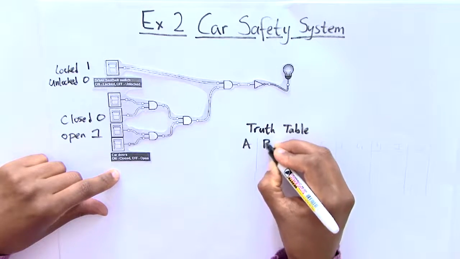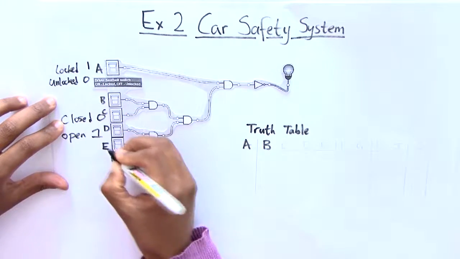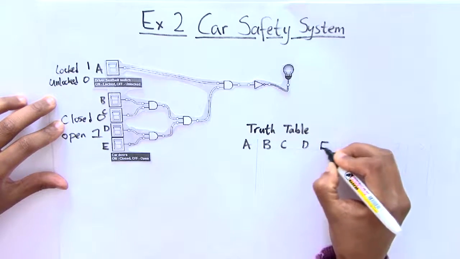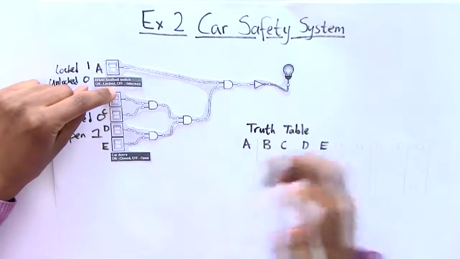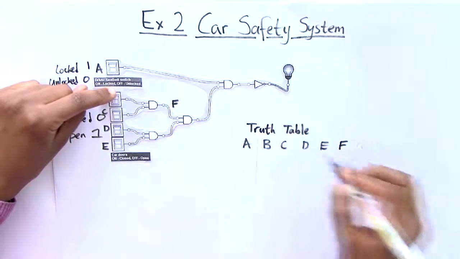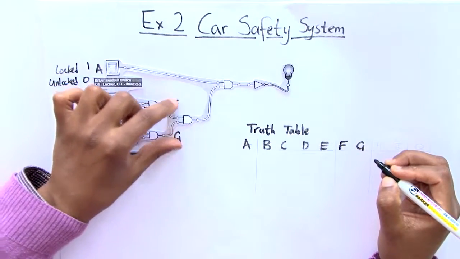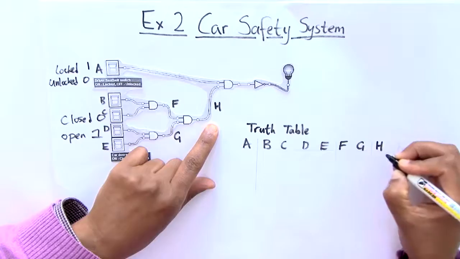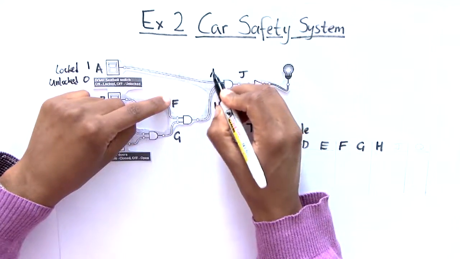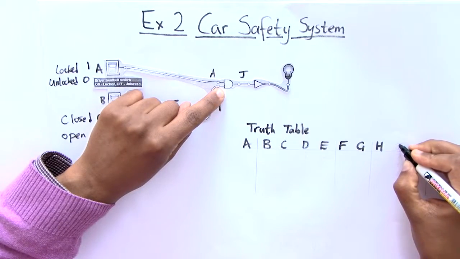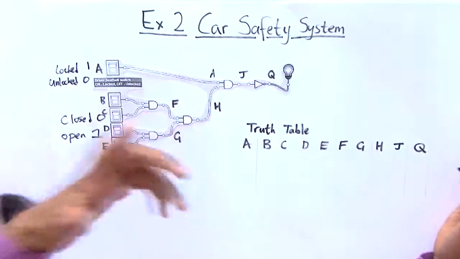We have A, B. I'll label these as A, B, C, D, and E. To make it easier for myself, the output for B and C, I'm going to call that F here. The output for D and E, I'm going to call G. And then the output of F and G, I will call H. And then the output of H and A, going into that AND gate, I will call J, and then you have Q as the final output.